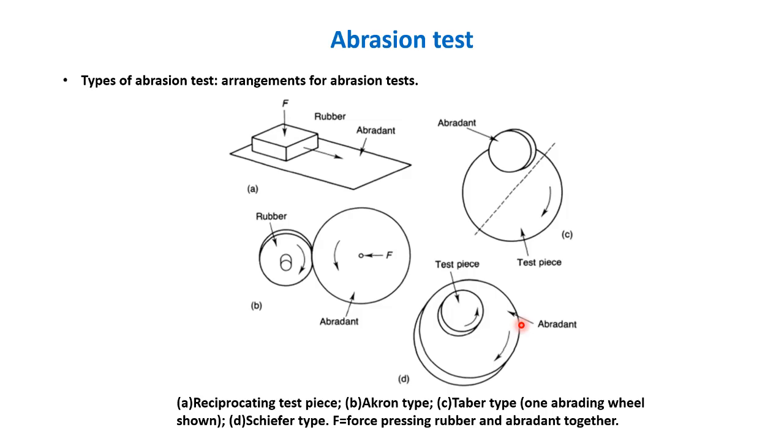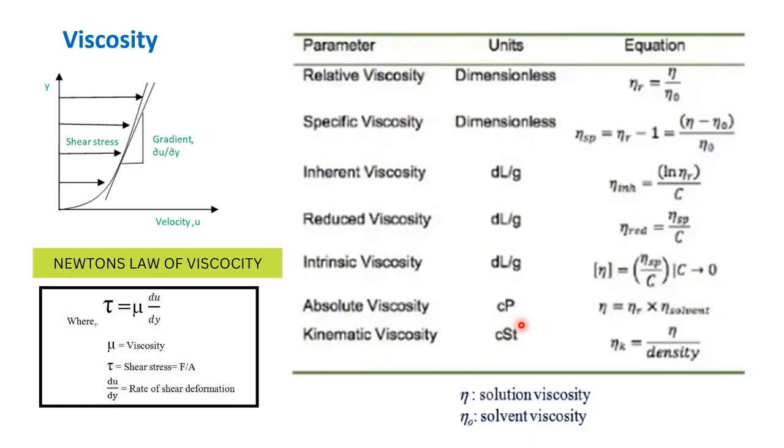So that is how we can calculate. Then we have viscosity. Viscosity is a property of a material, basically a property of liquids, and solids don't have viscosity. In between two layers of liquid, we have a shear stress because the liquid is flowing.